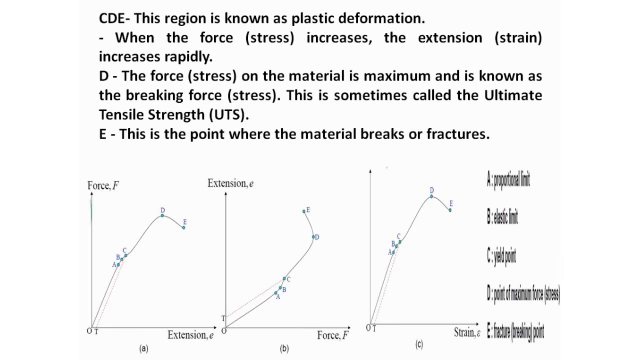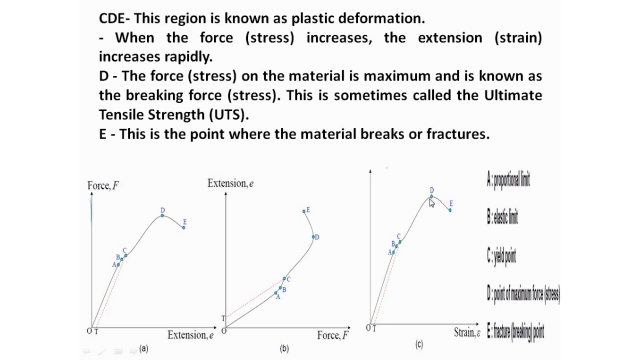Now, what do you mean by the region CDE? The CDE region shows the plastic deformation. Plastic deformation means that from here the material will never come back to its original coordinate. C, D, and E means the material will not come back to its original point. When the force, or you can say stress, increases, the extension increases rapidly in this region.